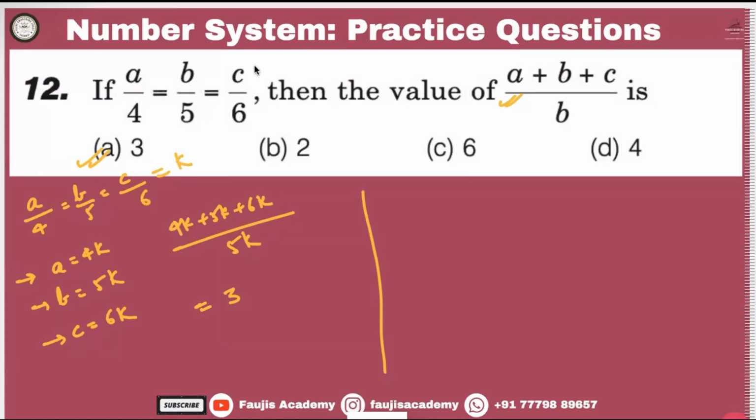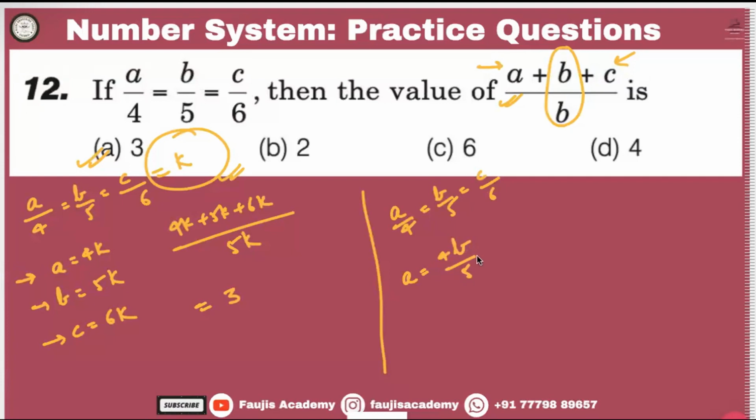Yes, sir. Easy. You just had to think of it in terms of equal to k. That's it. Okay. There is another way as well. You see there is 2 times b. So we will write a and c both in terms of b. So a by 4 is equal to b by 5 is equal to c by 6. That means a is equal to 4 times b by 5. I'm not doing anything, I'm just rearranging things.